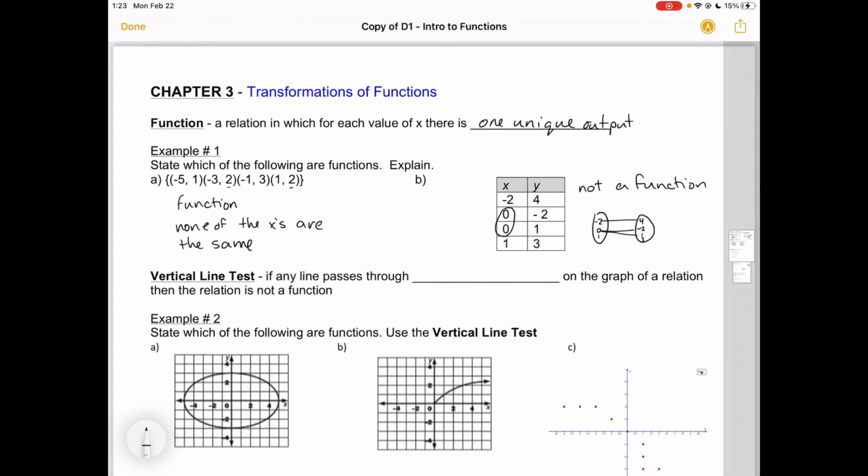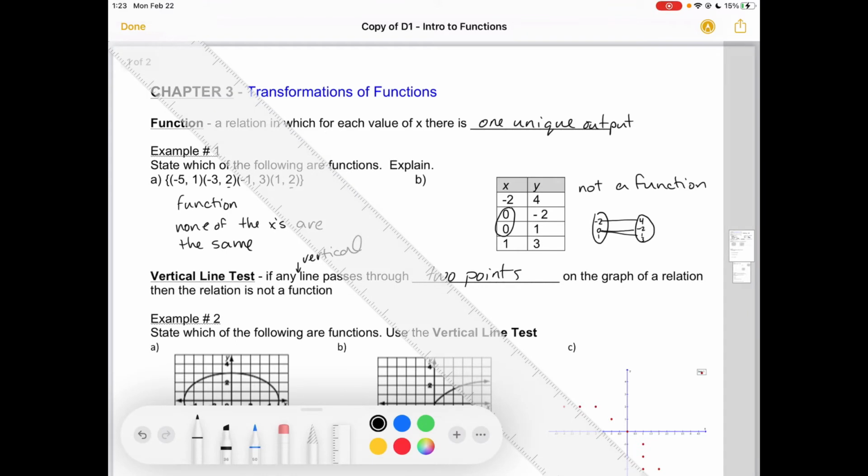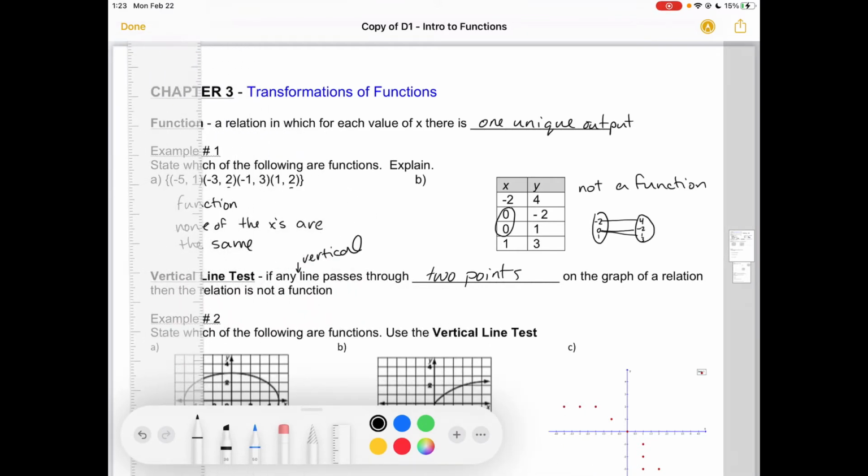In order to determine graphically if a relation is a function, we can use the vertical line test. If any vertical line passes through 2 points on the graph of a relation, then the relation is not a function. And this is a vertical line that we're using. So let's take a look at some applications. Here, I'll get out my ruler so I can draw some nice vertical lines.